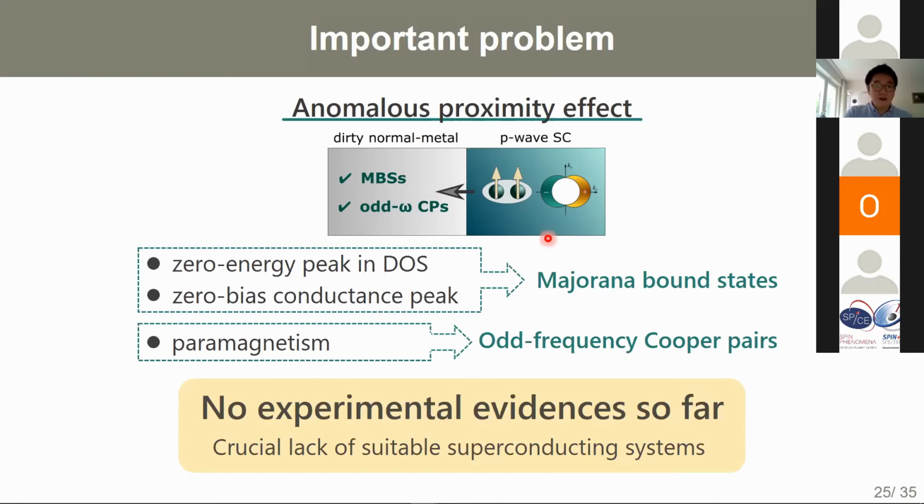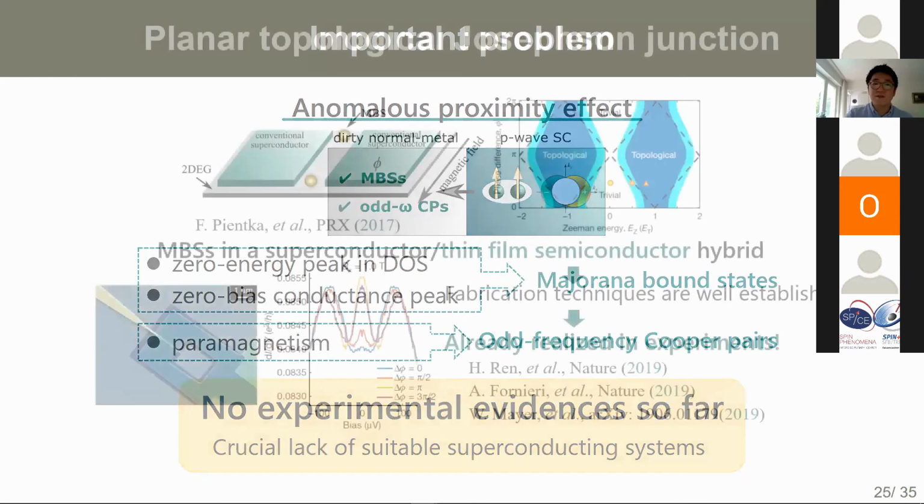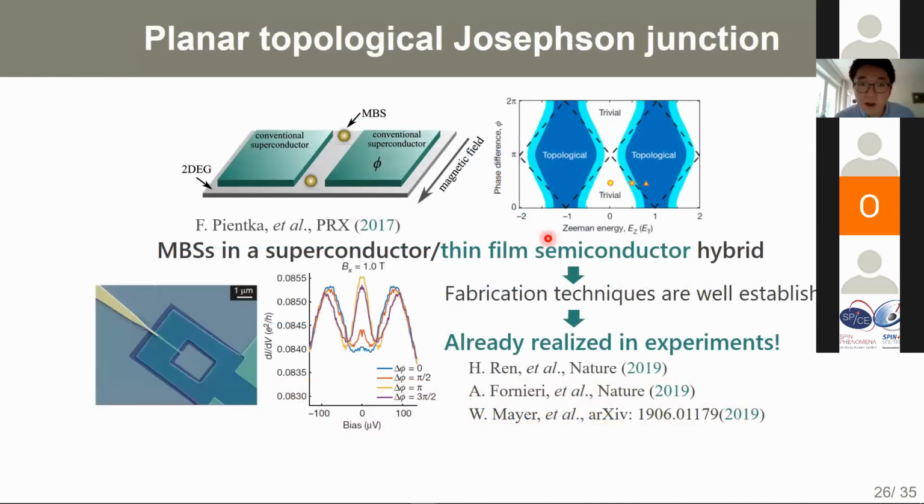But now we have found one promising topological superconducting system for observing the anomalous proximity effect, and that is the planar topological Josephson junction. This system was theoretically predicted very recently, in 2017. In this system, they use a thin film semiconductor with two conventional superconductors, fabricating the Josephson junction. And by applying the magnetic field, we will get topologically protected Majorana bound states.